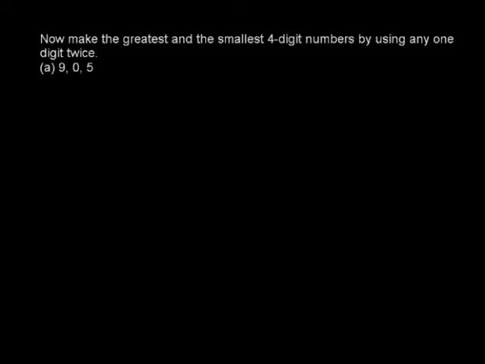Let's take one more example. Same condition, same thing. We have 3 digits, 9, 0 and 5. We have to make a 4-digit number using 3 digits, and we have the condition that we can use 1 digit twice to make the 4-digit number. First see for the greatest number. Going by the same concept, which is the greatest digit here?